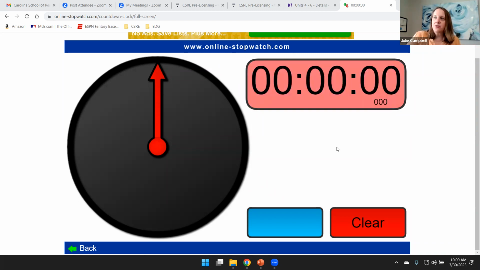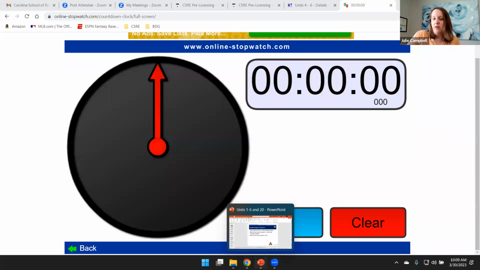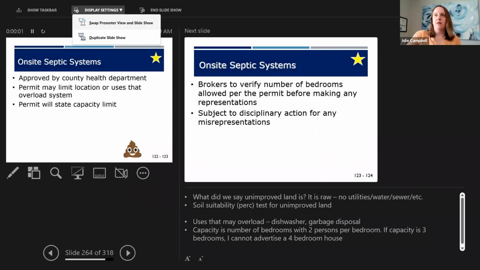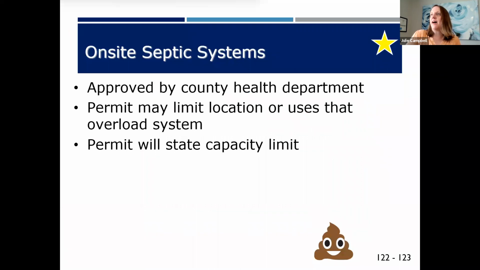Question about the sewer system. Is it the same for public? No, this is only on-site septic systems. If it's public, go nuts, right? The city can deal with that. But this is only for on-site septic systems. These are buried on the property somewhere.